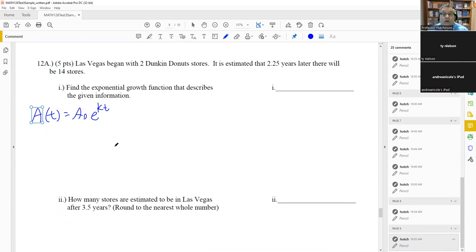In order to do this, we have to identify information that's been provided. A sub 0 is 2. That was originally 2 Dunkin' Donuts stores. And it says 2.25 years later, so t equals 2.25, there'll be 14 stores. So it means that A of t is equal to 14. That's the information that's provided. Let's put this into the formula. So I have 14 equals 2e to the k times 2.25.